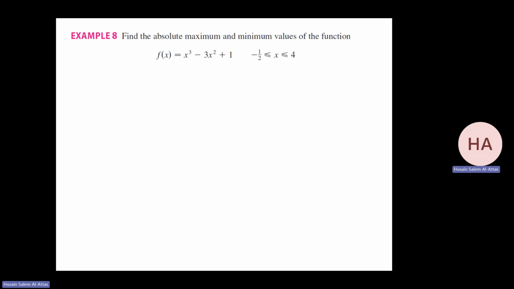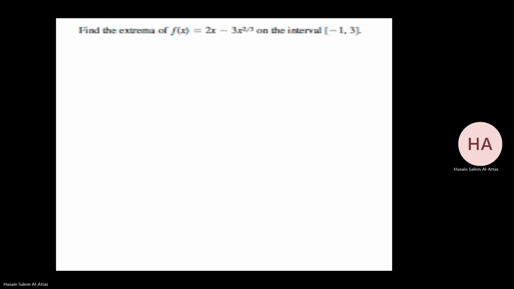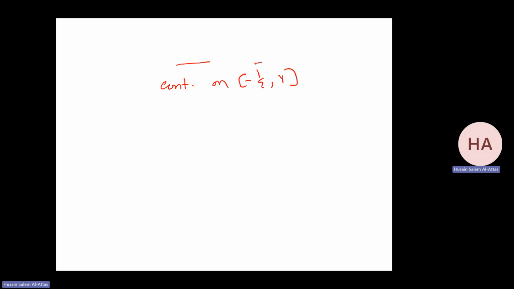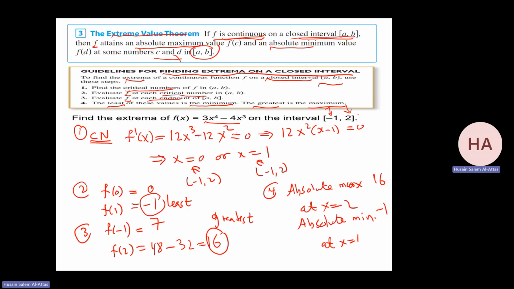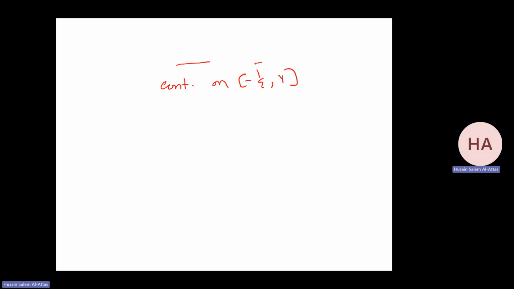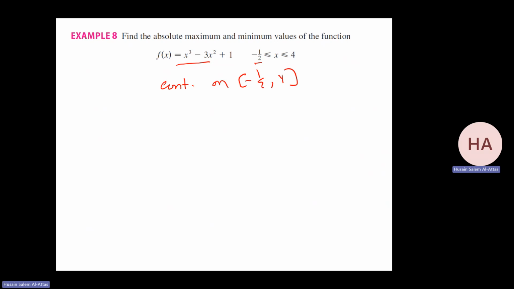Let me go to the next one. Find the absolute maximum and minimum for this function over this interval. This is continuous on a closed interval. We should say this is continuous to start with. Just to apply the theorem, I need it to be continuous on a closed interval. Okay, so this is the function.